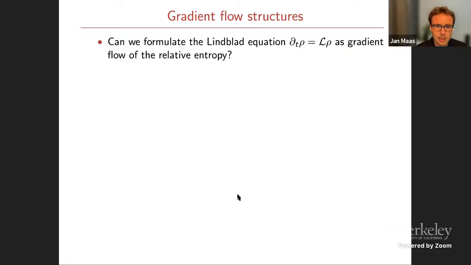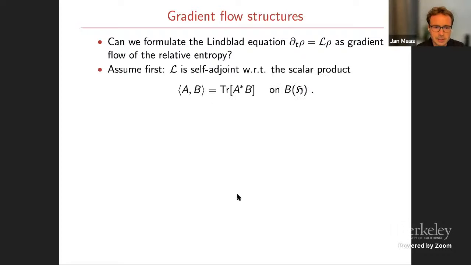Okay, so to understand this question, let's make some simplifying assumptions. Namely, let's assume first that our generator is actually self-adjoint. Yeah, so it's self-adjoint with respect to this natural scalar product on matrices given by the trace of A star B. And that's a symmetry assumption which actually simplifies things quite a bit.